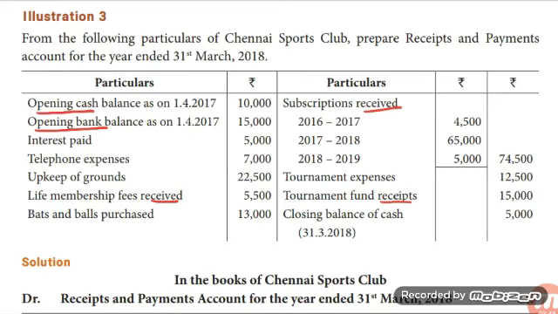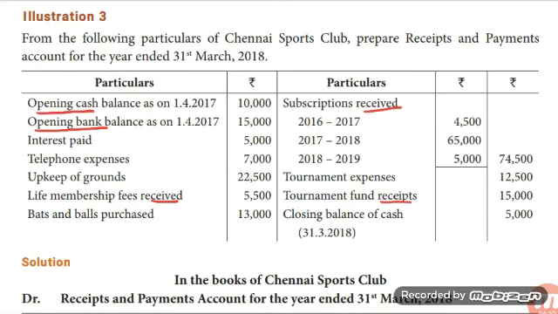Okay, then enter all expenses on the credit side. What are the expenses? First, interest paid. Enter as By interest paid 5,000, By telephone expenses 7,000, By upkeep of grounds 22,500. Then By bats and balls purchased 13,000. Then By tournament expenses 12,500. Then we entered all expenses.